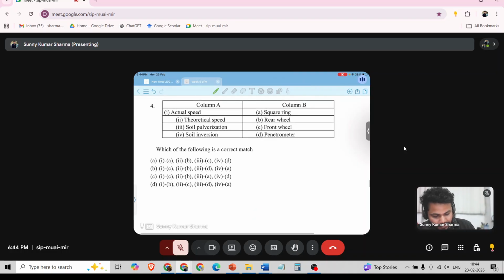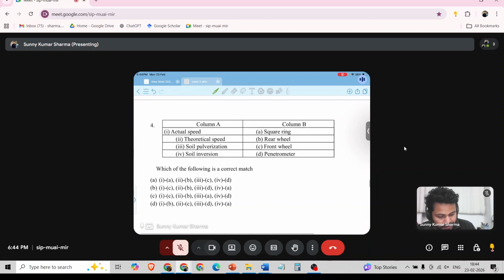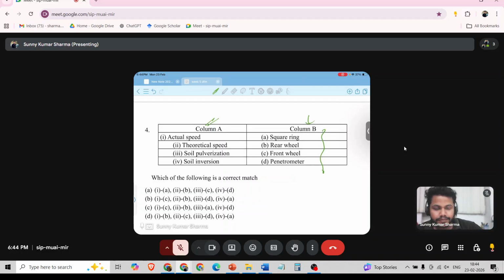So this is a matching problem. How is actual speed calculated? Do you have an idea what will be used for calculating the actual speed from column B? For soil pulverization, the penetrometer is used. For soil inversion, squaring is used.